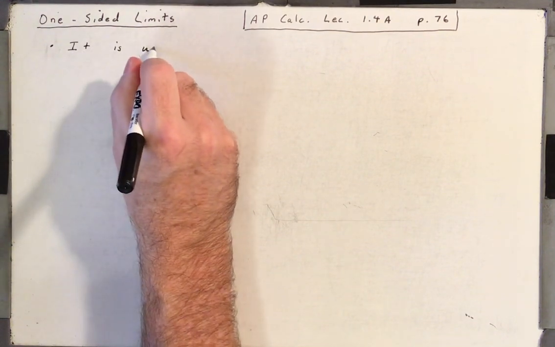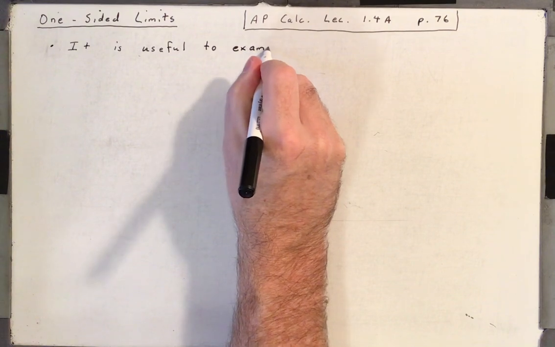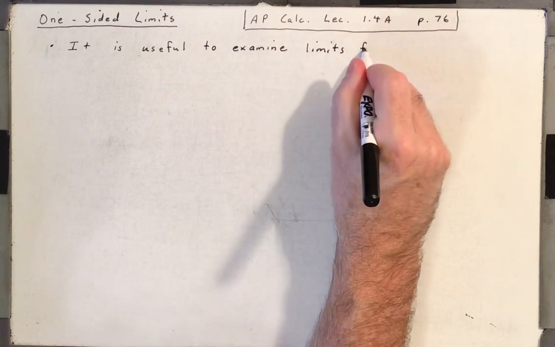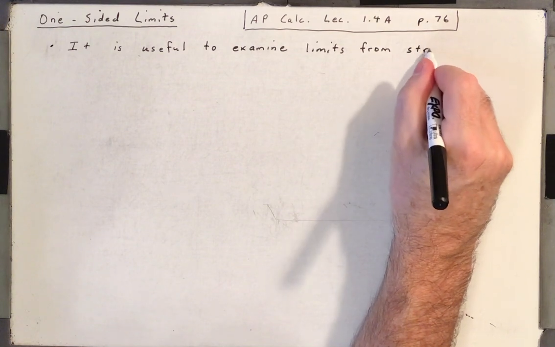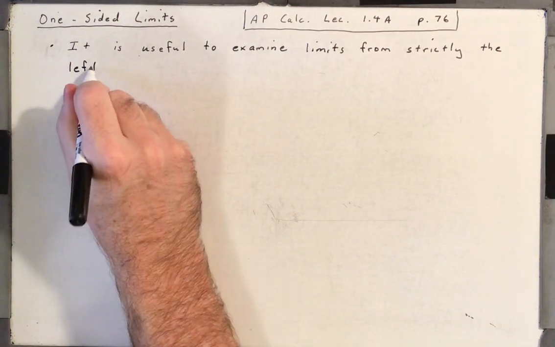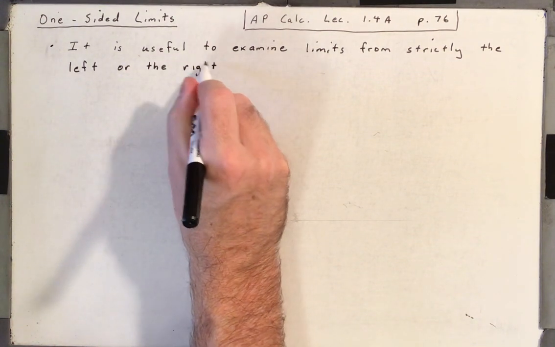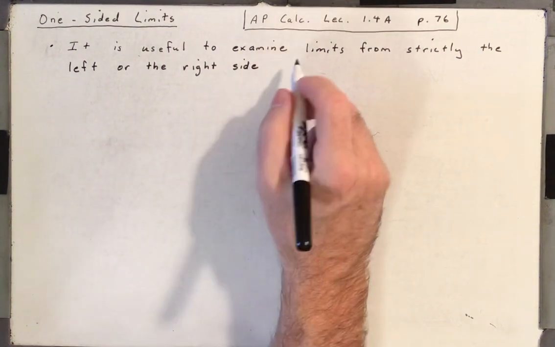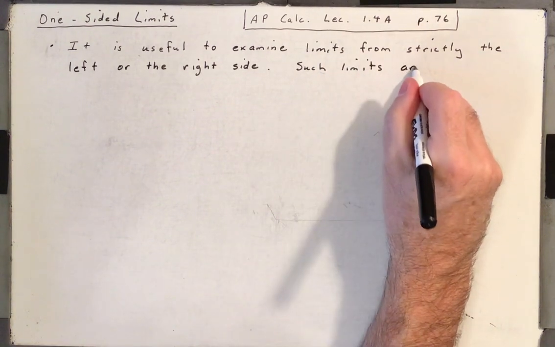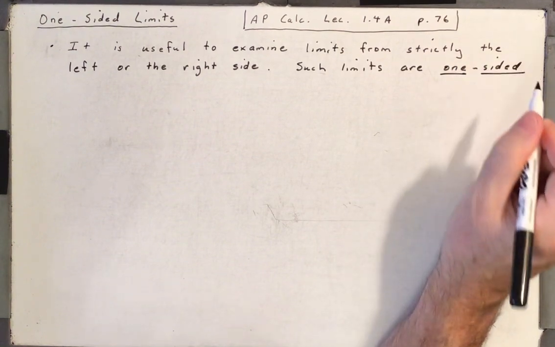So it is useful to examine limits from strictly the left or the right side. Such limits are one-sided limits.